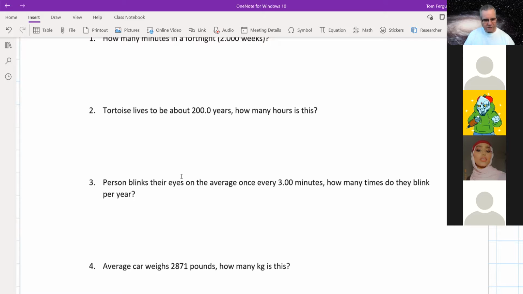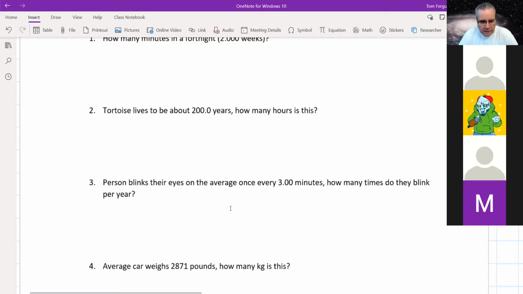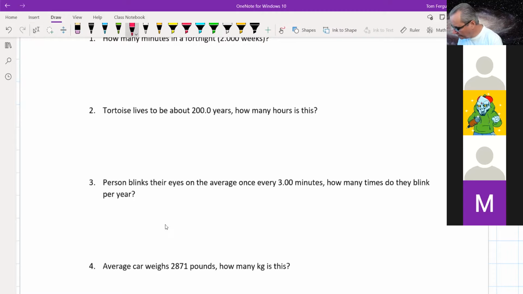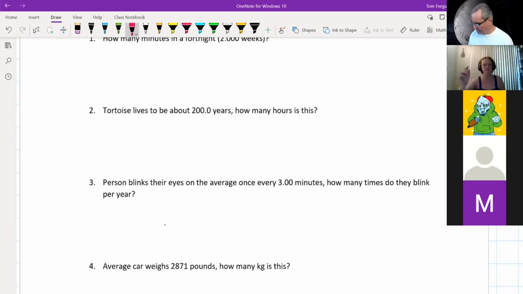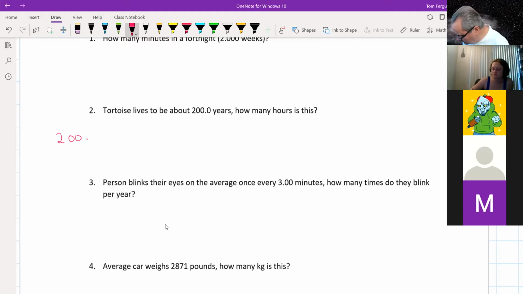Okay, well, let's just jump in here. Let's look at this guy here. Let's look at the tortoise. Okay, so what's given? Well, what's given is the number. Look for the number. The number is 200 there. And what are we trying to calculate?